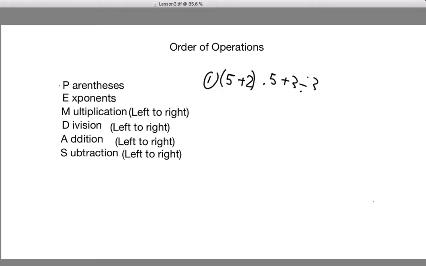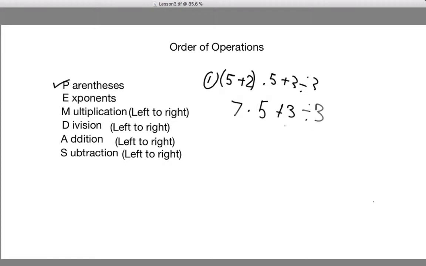Do we have any parentheses? In this equation, yes, we do. Let's solve these parentheses first. We have 5 plus 2, which is 7, and that solves the parentheses. Now let's write out the rest of the equation: times 5, plus 3 divided by 3.